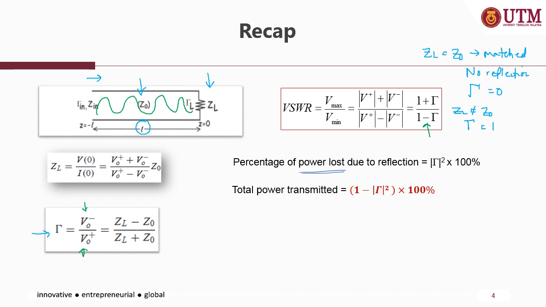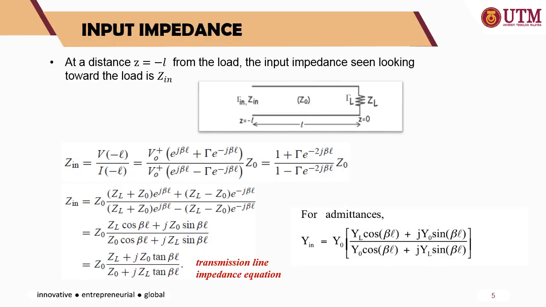And we have also looked at the percentage of power loss and the total power transmitted from a transmission line terminated by a load ZL. Another basic parameter that we are about to look at is the input impedance. We have seen that ZL is the endpoint, or the termination, of the transmission line. But at a distance z equal to minus L, we assume z equal to 0 is at the load point.